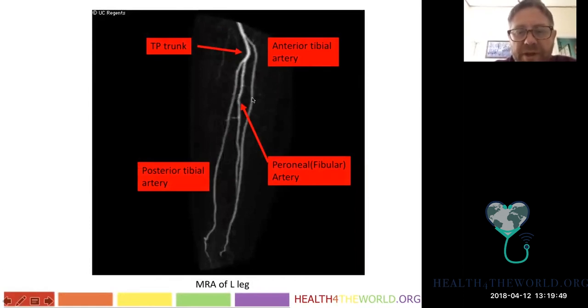Here's the anterior tibial artery. Here's the peroneal artery. Here's the TP trunk. And this is the posterior tibial artery here, and that's where we're going to palpate the posterior tibial pulse. Okay, and this is an MRA.